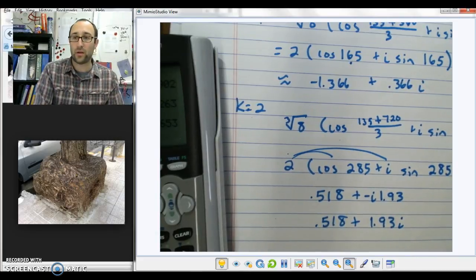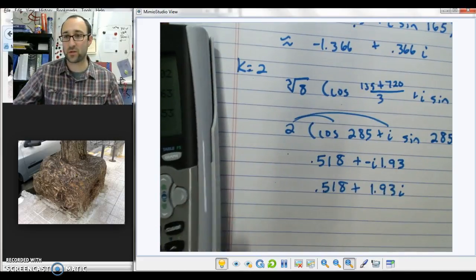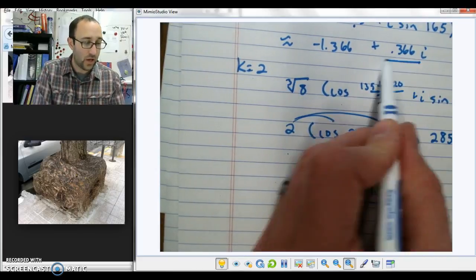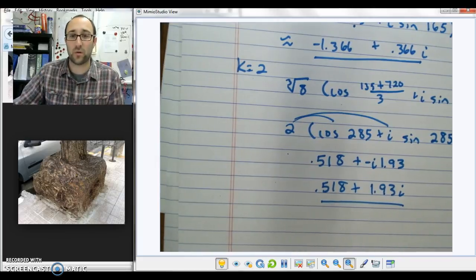There we go. Okay, so that would be all of the solutions. We should get 3 answers. I've got one here. I've got one for k equals 1. I've got one for k equals 0. So there you go.